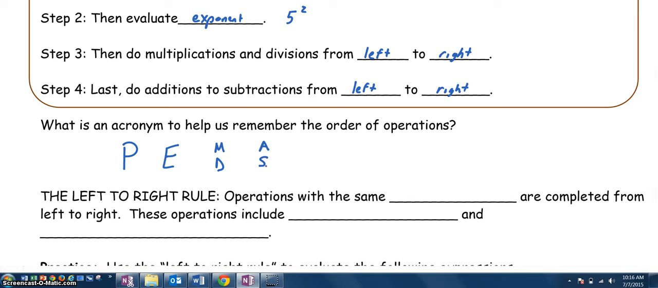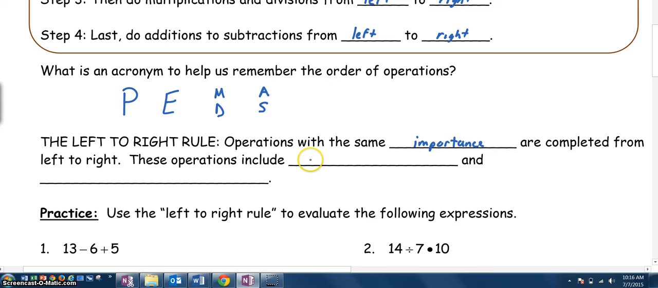So, we've talked about multiplication and division from left to right and addition and subtraction from left to right. So let's talk about the left to right rule. Operations with the same importance are completed from left to right. These operations include when we add and subtract, and when we multiply and divide. So let's practice using the left to right rule.